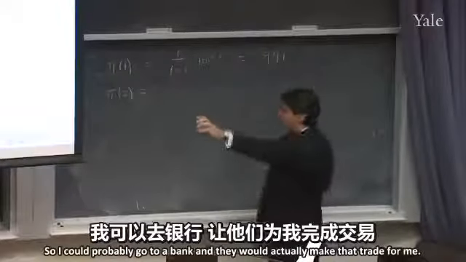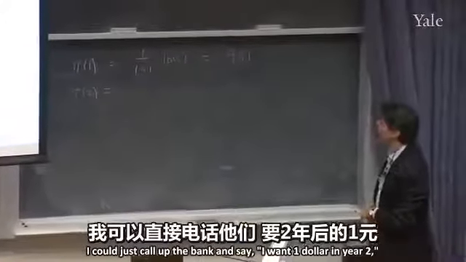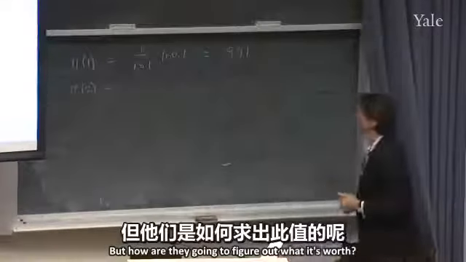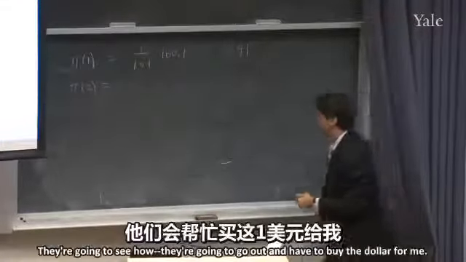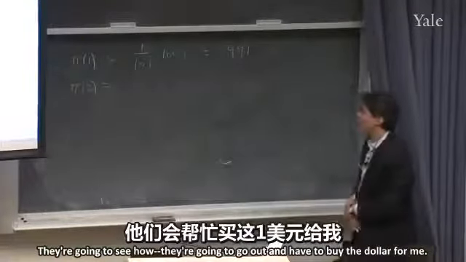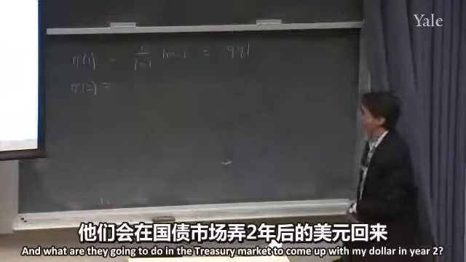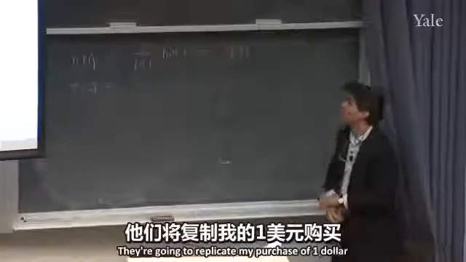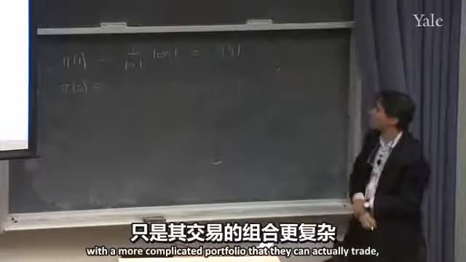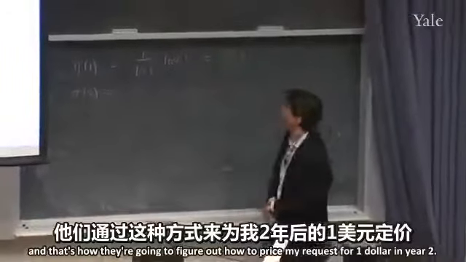I could probably go to a bank and they would actually make that trade for me. I could just call up the bank and say, I want $1 in year 2, and they'd tell me how much I have to pay for it. But how are they going to figure out what it's worth? They're going to go out to the treasury market. And what are they going to do there to come up with my dollar in year 2? They're going to replicate my purchase of $1 with a more complicated portfolio that they can actually trade. That's how they're going to figure out how to price my request for $1 in year 2.